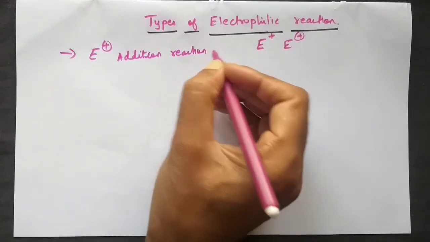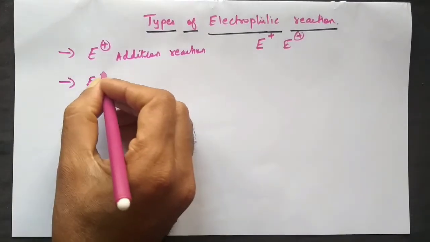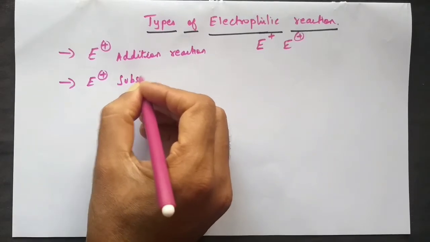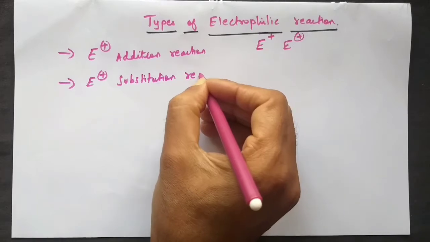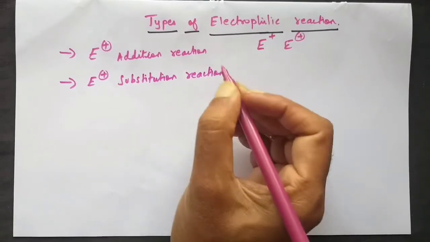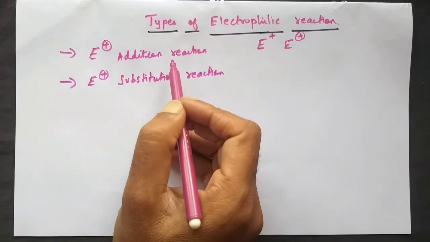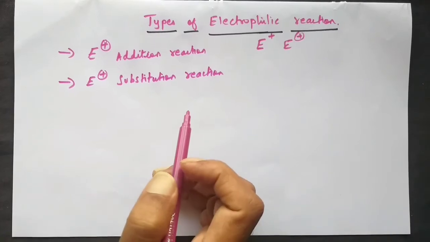So there are two types of electrophilic reactions. One will be electrophilic addition reaction and the second will be electrophilic substitution reaction. So very, very important. There are two types of electrophilic reactions: electrophilic addition reaction and electrophilic substitution reaction.